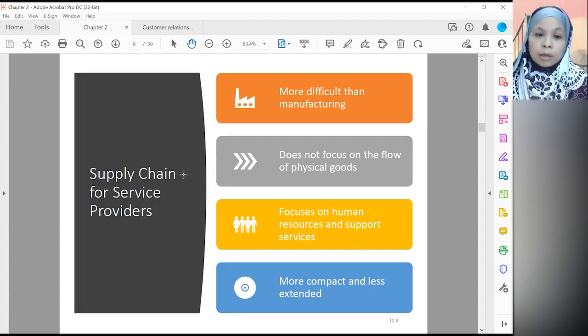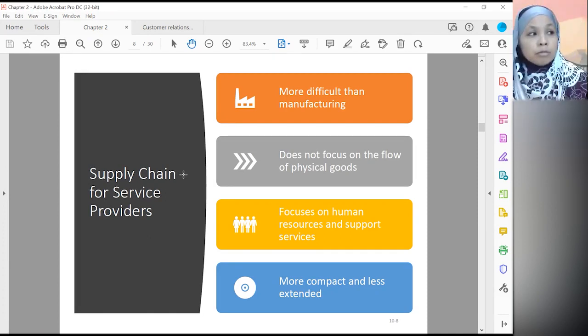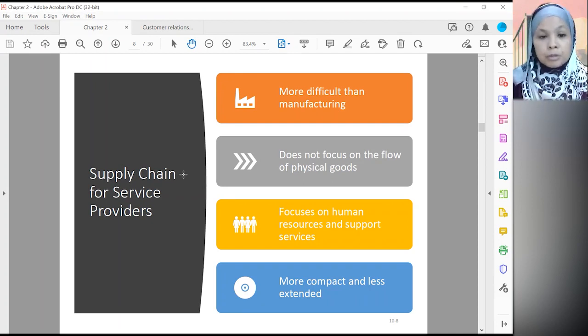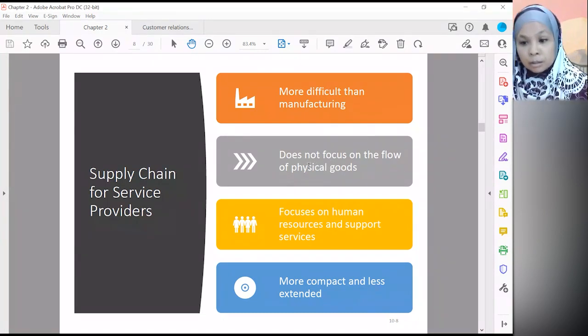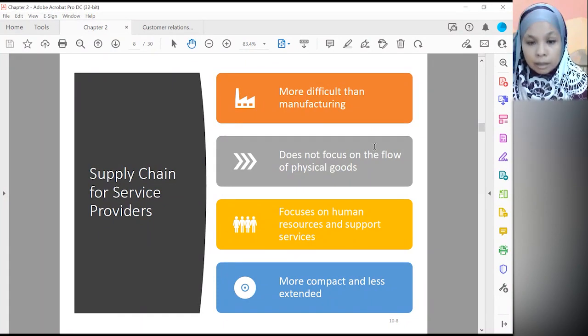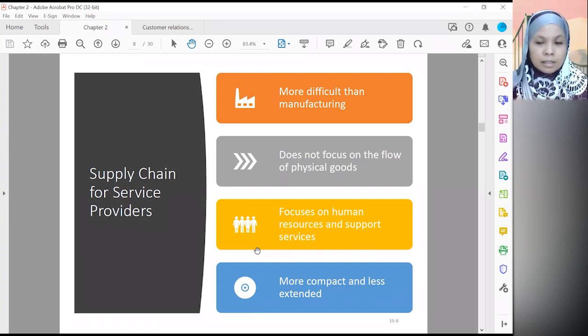Alright. So although I keep talking about manufacturing, supply chain is more complex than just manufacturing because it involves the processes of producing the things that you want to produce from A until Z. Supply chain for service providers does not focus on the flow of physical goods only. It focuses on the flow of physical goods, the data and information that come along the way, and also on human resources and support, like I mentioned. And it's more compact and less extended because when we have a system, the processes are clearer and simplified. Not simplified in the sense that it's simple, but simplified compared to not having any system.